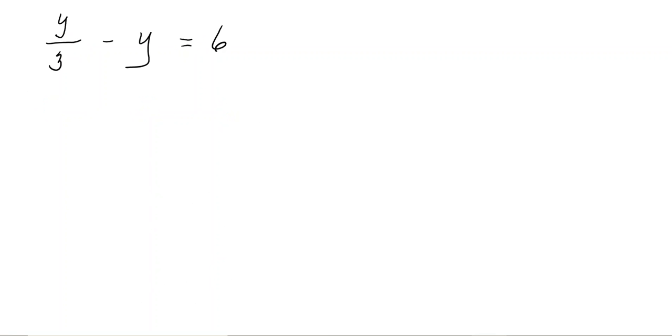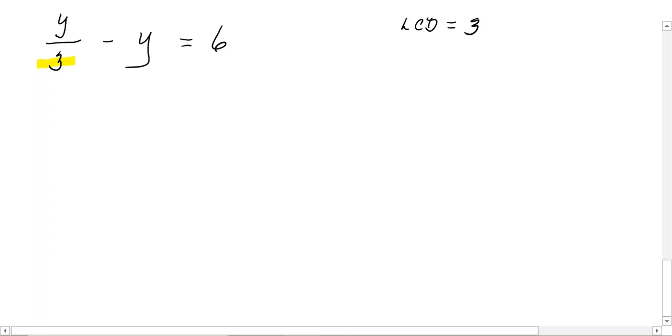All right, the next one, I've got an equation with a fraction, so I need to get rid of the denominators. I look at the denominators. Well, I only have a denominator of 3, so the LCD is 3. But I will need to multiply all terms by the 3. I'm going to sneak it in this time. I have 3 times the y over 3, I have 3 times the y, and I have 3 times the 6. Every term gets multiplied, even if it's not a fraction.